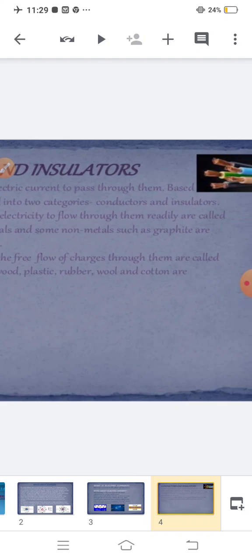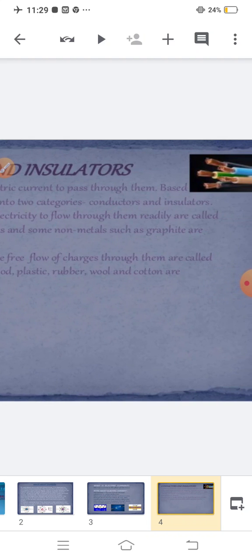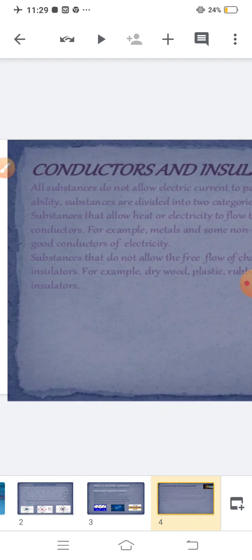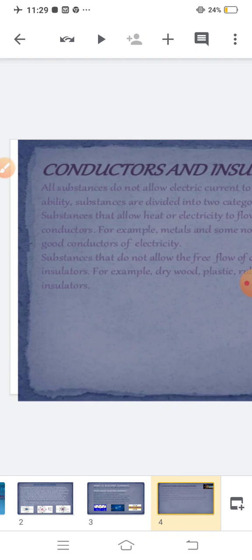What are the examples of conductors? Metals, and some non-metals, not all, but some, like graphite, are good conductors of electricity. Metals allow electricity to pass. That's why they are conductors.